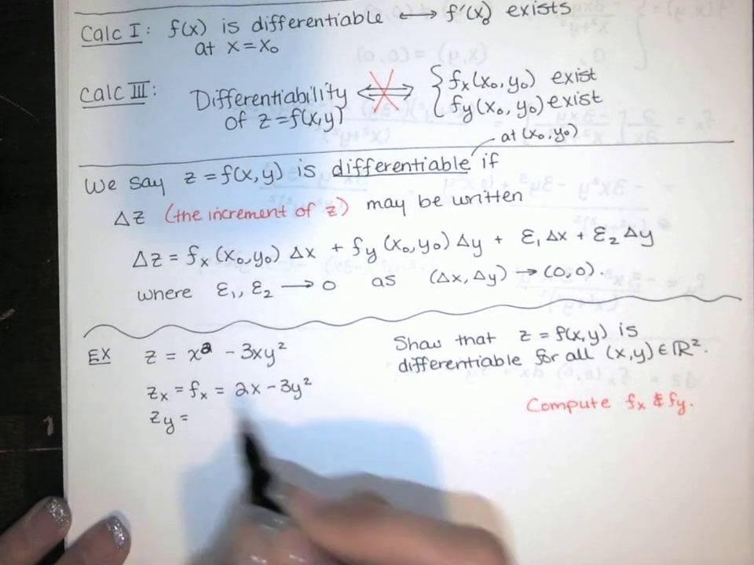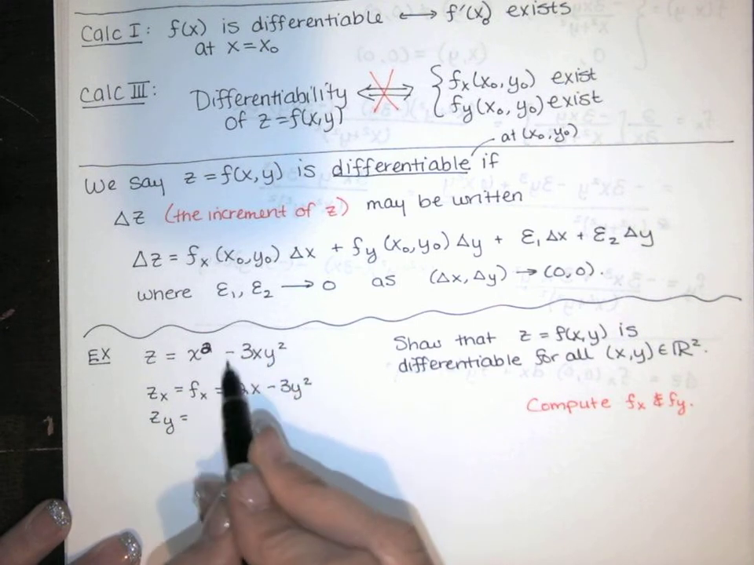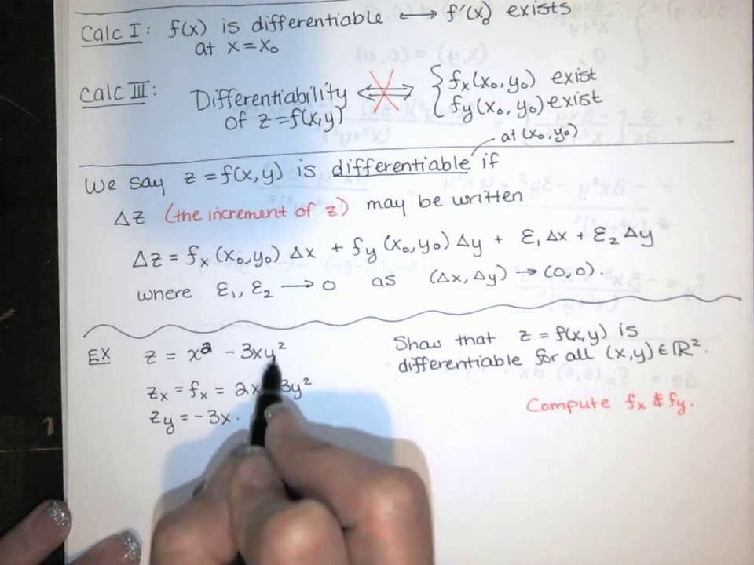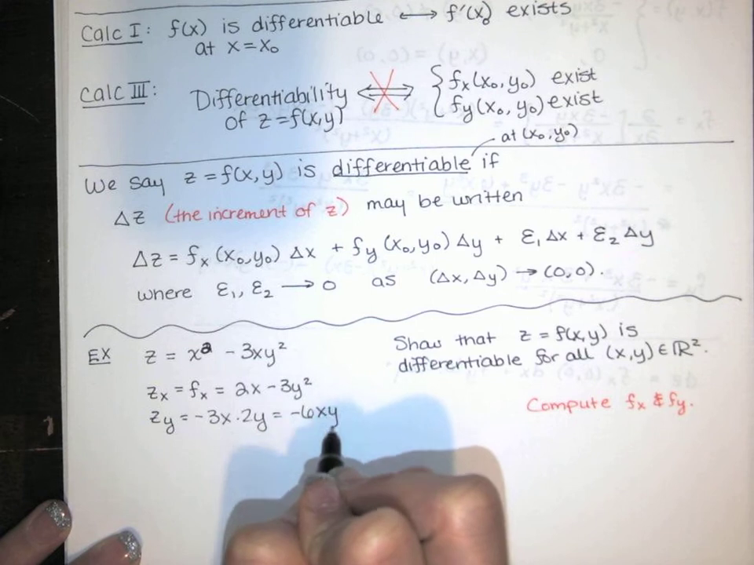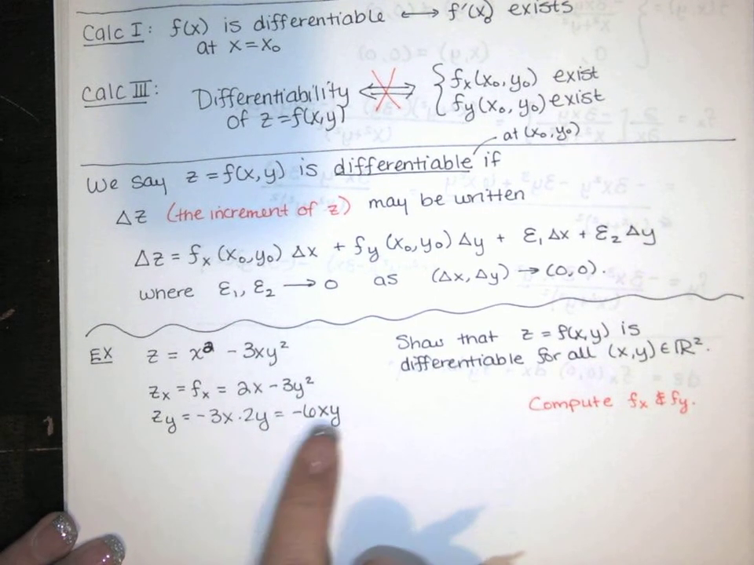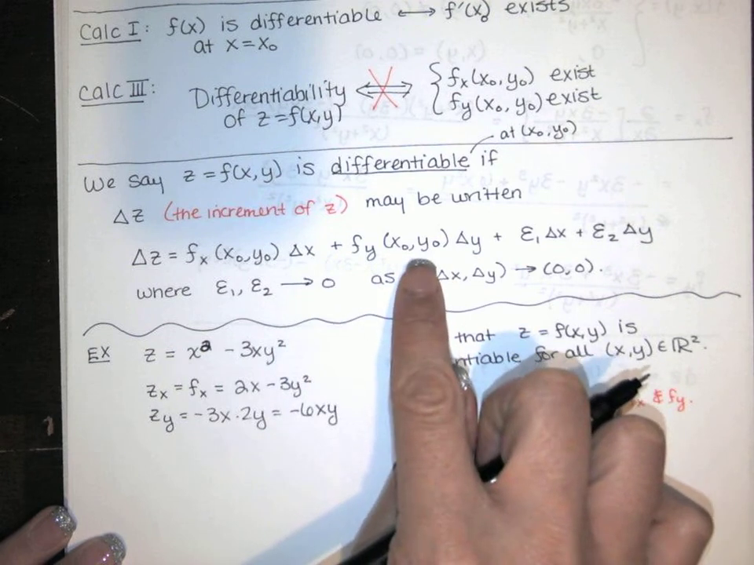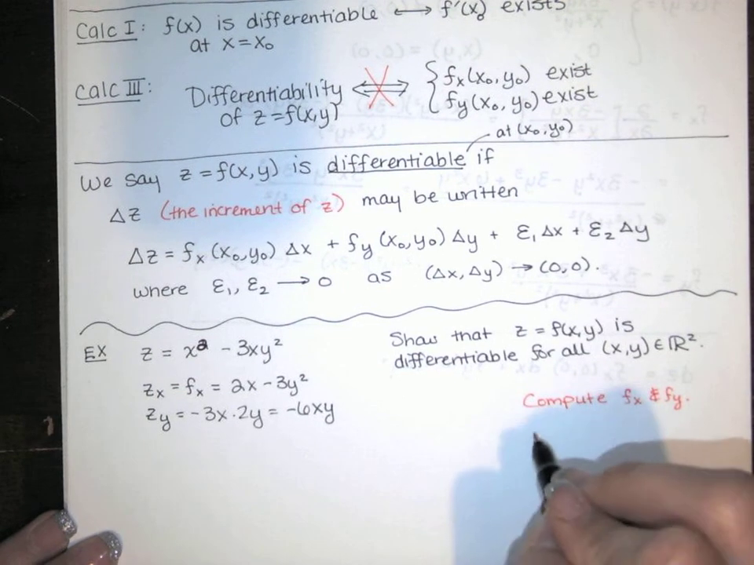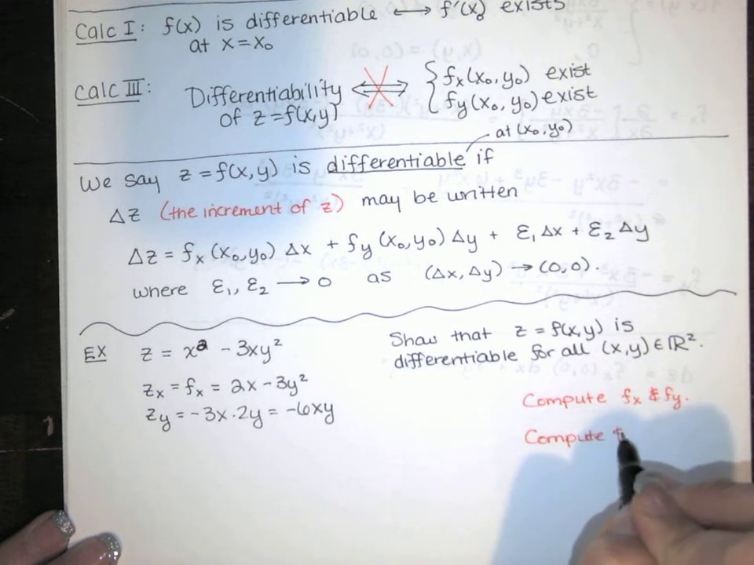Partial of z with respect to y. This part, there's no y in it, so it's 0. Partial of this part with respect to y, negative 3x is a constant, and we differentiate with respect to y. So we bring the 2y down and we get negative 6xy. Okay, so we've computed those two partials. We know that that's what we have to have in front of our delta x and in front of our delta y once we've rewritten the increment. So we've computed those. Now we want to compute and simplify.